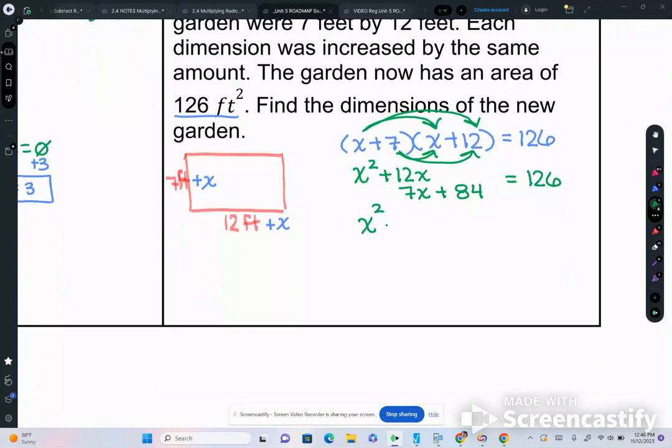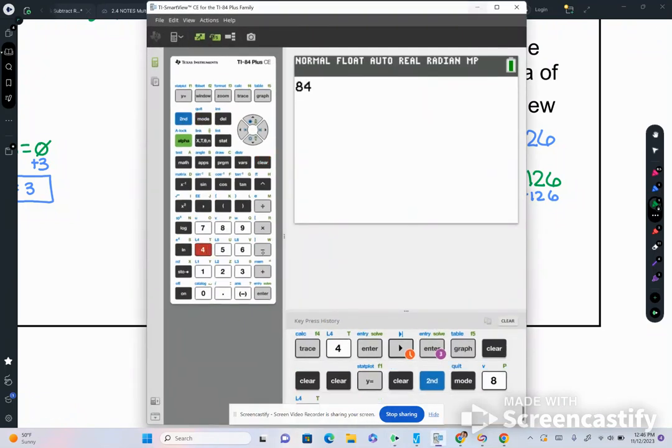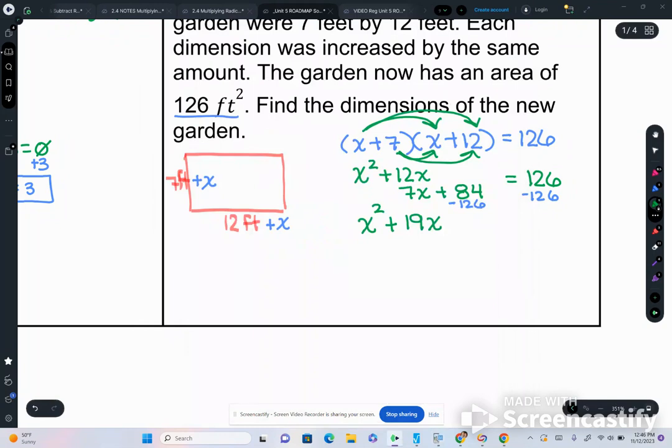So we have x squared plus 19x. And then I'm going to subtract this 126 over to the constant so that I can do that in one step. In my calculator, I'm just going to go 84 minus 126, and that's my negative 42. So this is x squared plus 19x minus 42, and that's equal to 0. My idea is I want this to be 0 on the right-hand side.